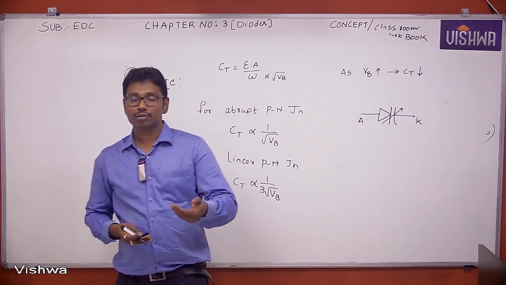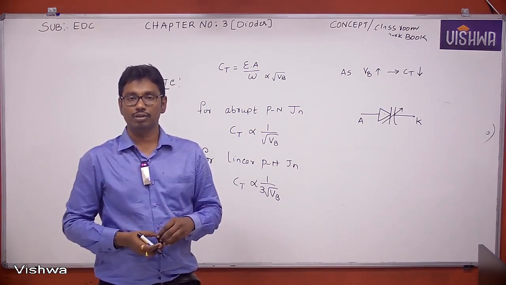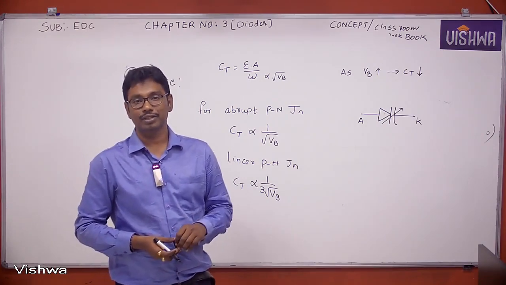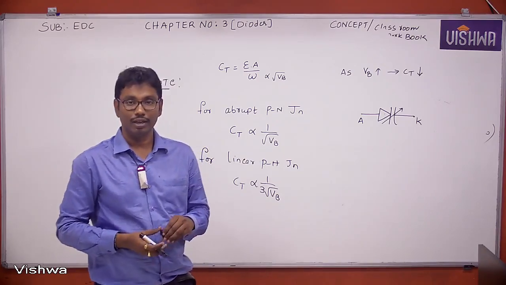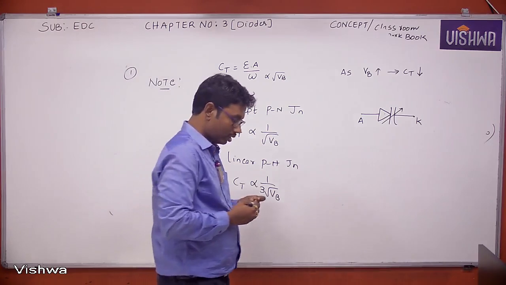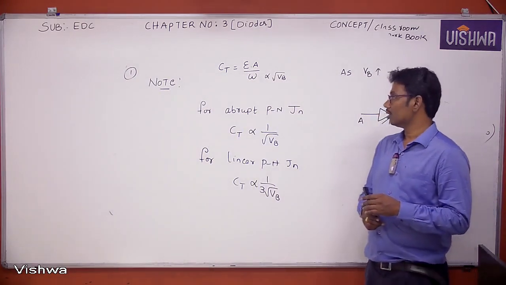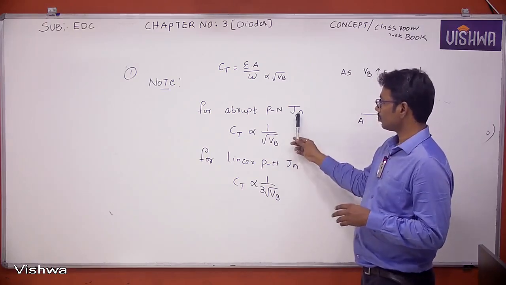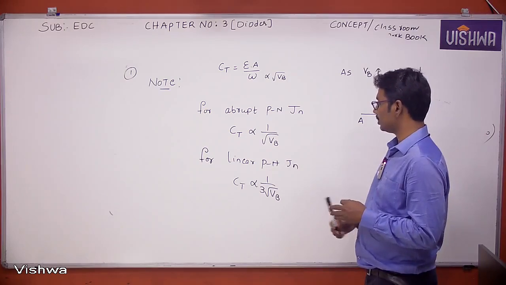Where do we use this varactor diode in our applications? It is used in tuning circuits and also in FM generation circuits. Write down a note. Copy these two equations, two conditions: abrupt PN junction and linear PN junction.